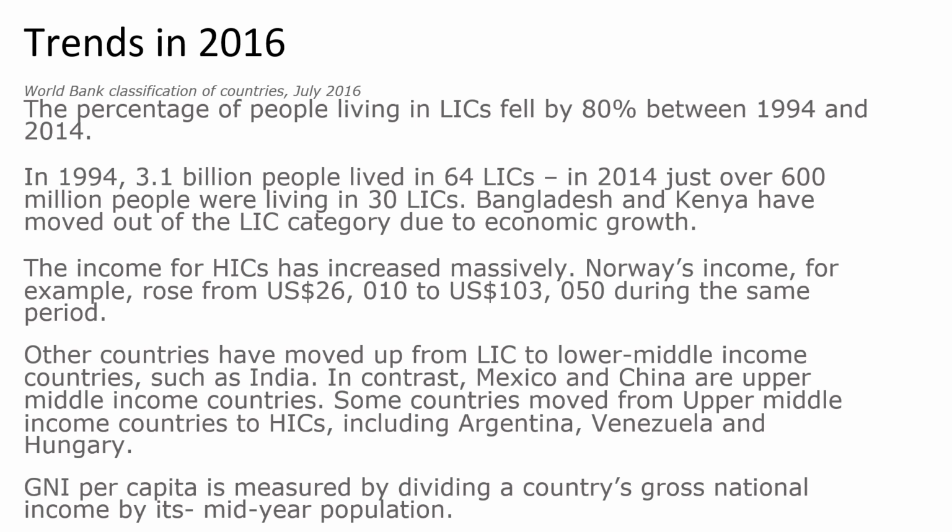The next one, in 1994, 3.1 billion people lived in 64 different low-income countries. But by 2014, there were just 600 million people living in 30 low-income countries. So 34 countries graduated to that middle income area. So countries like Bangladesh and Kenya have moved out of the low-income country category due to this economic growth. And that's really something that we've seen globally.